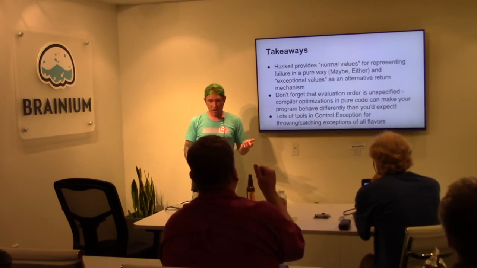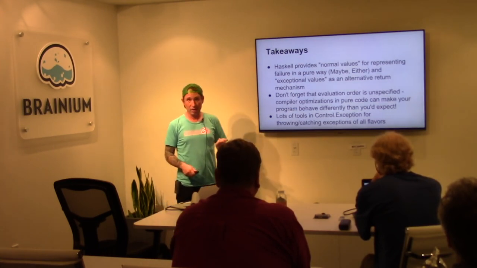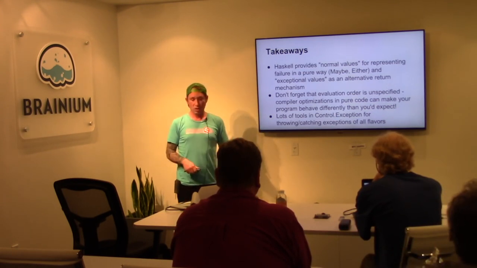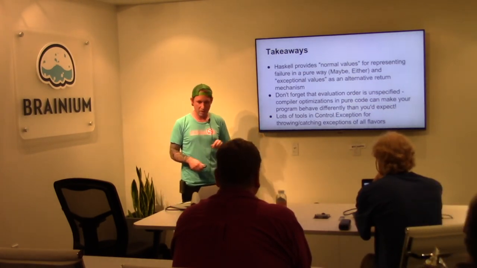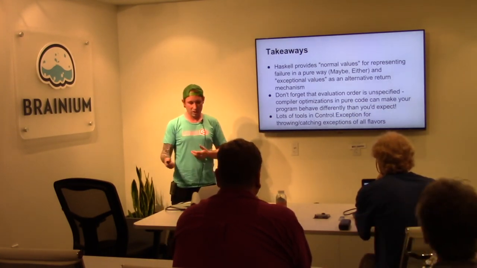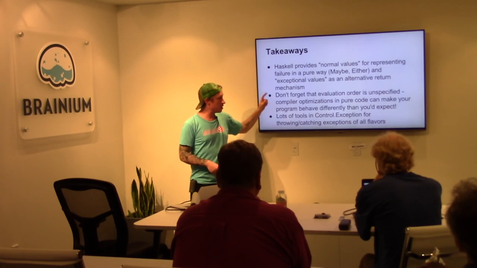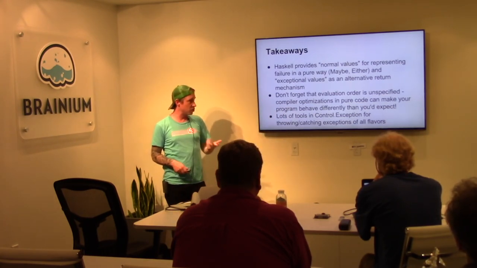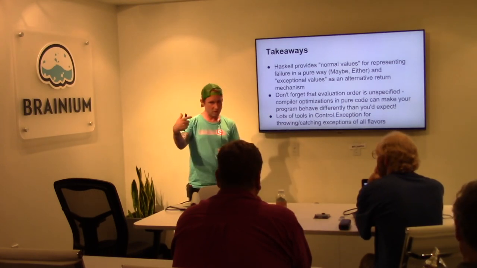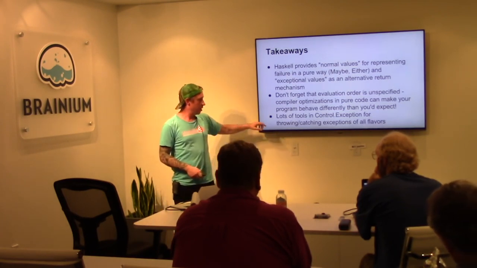Okay, so takeaways from this talk. Haskell gives you normal values like Either and Maybe to represent success and failure in a way that you would somewhat expect. You also have this exceptional value mechanism to signal out-of-band errors, and you have this idea of catching and throwing like you do in other languages. It just takes on a slightly different form. A thing to remember is that evaluation order in pure code is unspecified. So if you are expecting that an exception on the left side of the plus is going to get raised instead of the right side of the plus, as we demonstrated, there be dragons down that path.